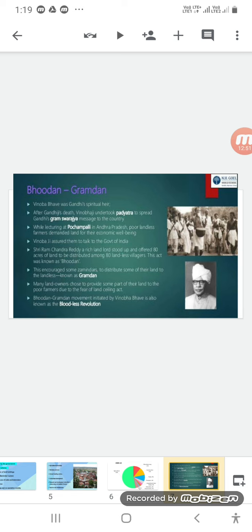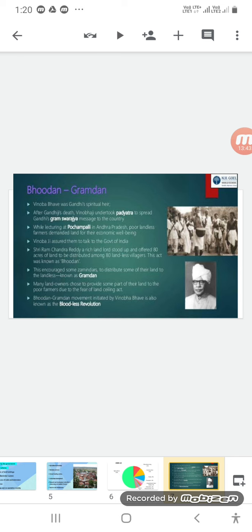But there, Sri Ramchandra Reddy, who was a rich landlord, stood up and offered 80 acres of land to be distributed among 80 landless villagers, and because of this, the act was known as Bhudan, meaning land gift. He gave his land as a gift to the landless villagers. This movement encouraged some other zamindars to distribute some of their land to the landless people. And after that, this was known as Gramdan, meaning village gift. The landlords gave their land as a gift to other villagers.